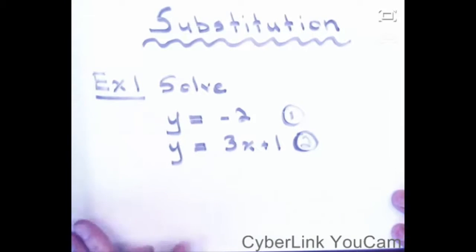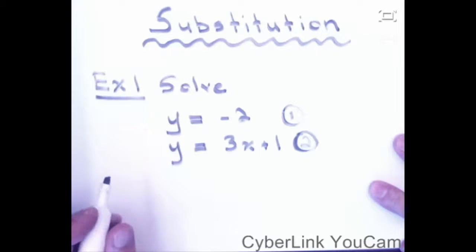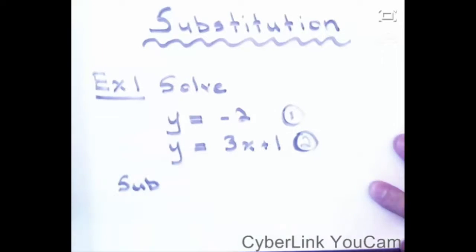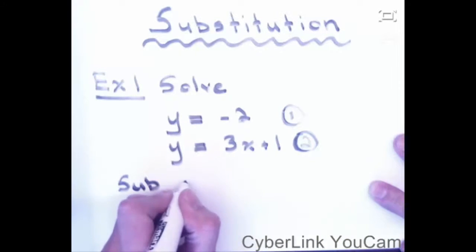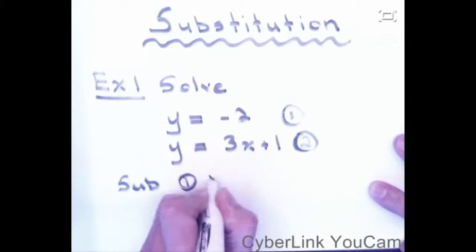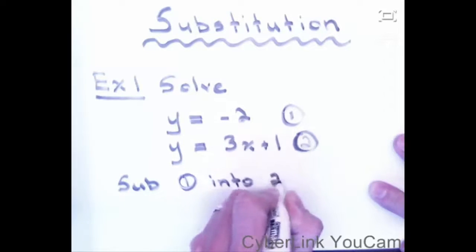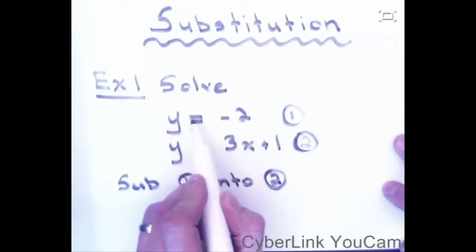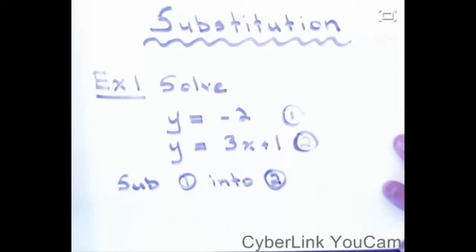Now that we see that, here's the first key step. You have to write this out. You have to show your work. You write sub, which means to substitute. It's substitution. You're going to sub equation 1 into equation 2. And here's what goes on. See how y is equal to minus 2? From equation 1, anywhere you see a y in equation 2, you'll substitute the y out and write minus 2 instead.